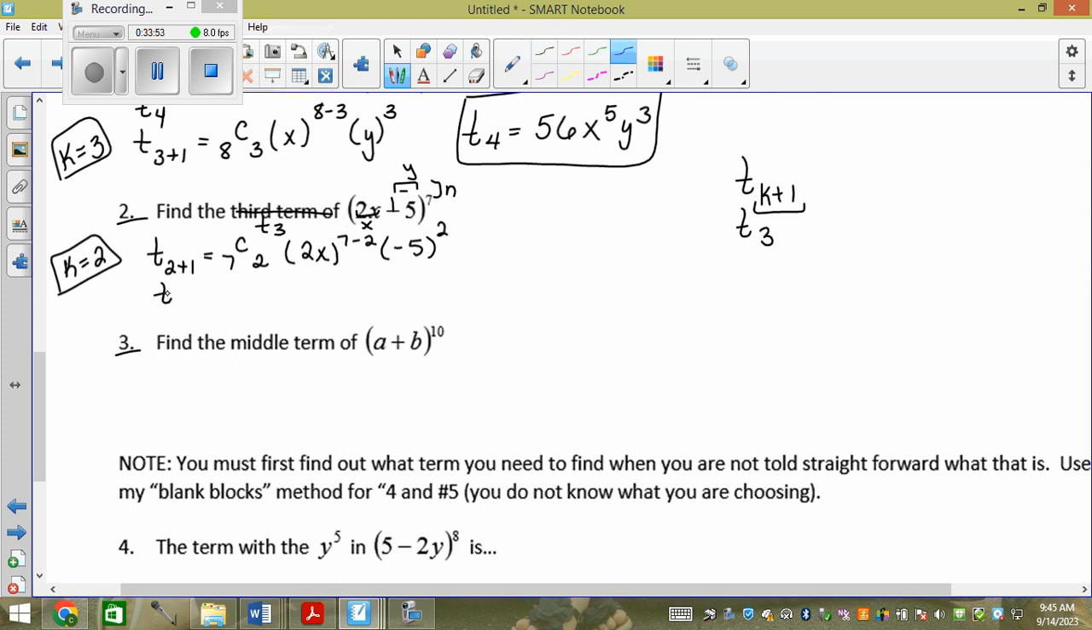Okay, what's 7c2? 21. And then I get 2 to the 5, which is 32, I believe. X to the 5, and then 25, positive. What's 21 times 32 times 25? X5.